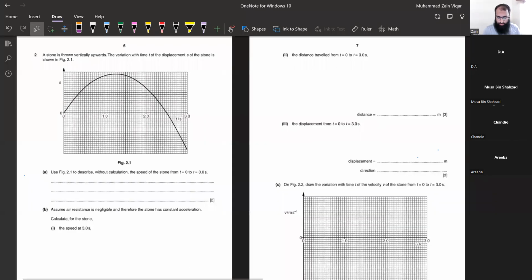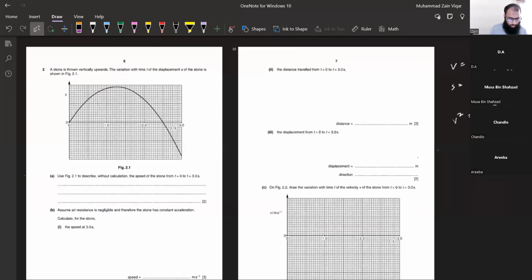Okay, so then there's another equation, but these three are what we'll use. So coming to the question: a stone is thrown vertically upwards. The variation with time t of the displacement s of the stone is shown in figure 2.1. Is this a typical question of projectile motion?